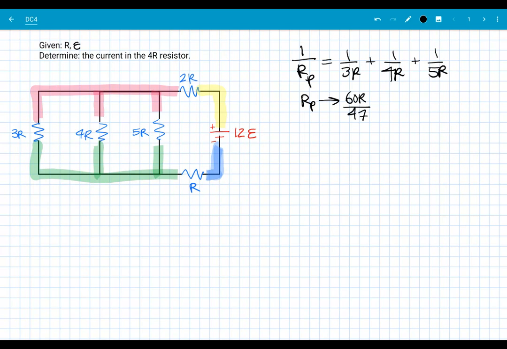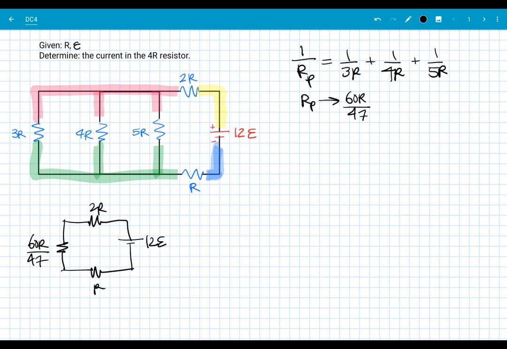Okay, don't go to decimal approximations. You hear me say this all the time, and I'm going to keep repeating it. Don't do that. Just figure out your fractions. You guys can all do this. So once I have those 3 simplified down, I'm just going to do a real quick sketch. That would be the 60R over 47, and then I still have the 2R and the R, and then my 12E battery.